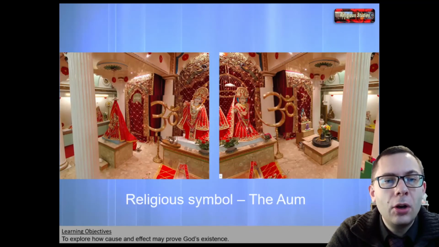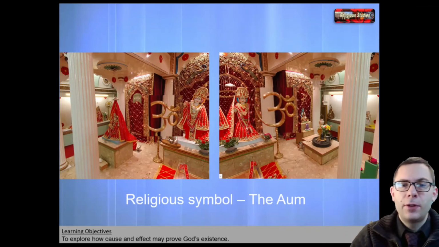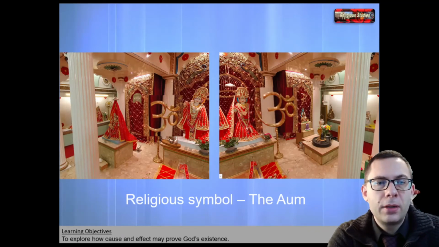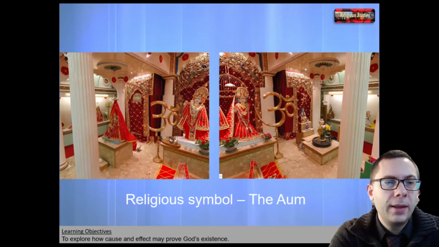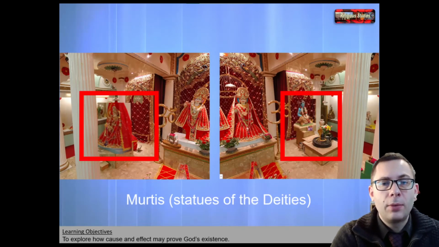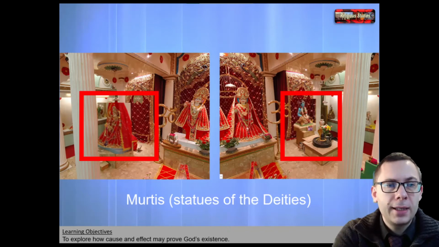We've got the Om symbol. Okay, the Om being, as we talked about in one of the first lessons, the very first sound of the universe. So you'll find the Om symbol in there as well. And lastly, there is Murtis as well. We talked about Murtis in the past. They're the statues of the deities, and you can see two there.